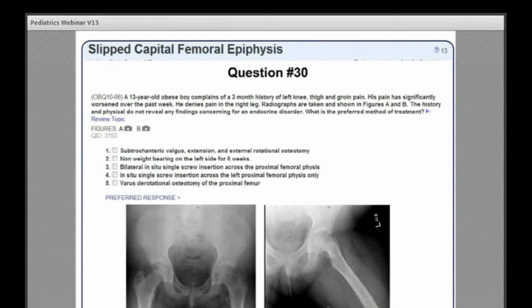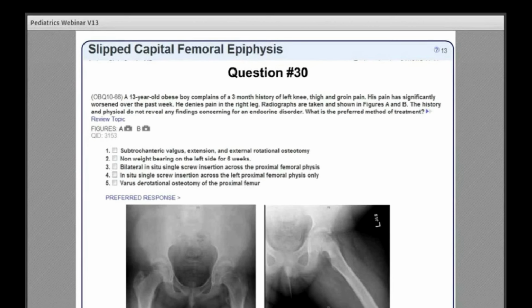Well, let's look at the x-rays that we have below. On the left-hand side, we have an AP pelvis, and on the right-hand side, a frog lateral x-ray of the left hip in particular, which is where he's symptomatic. You can see rarefaction or widening of the physis in this proximal femur. And on the frog lateral, you can see a slight slippage of the epiphysis in that regard.